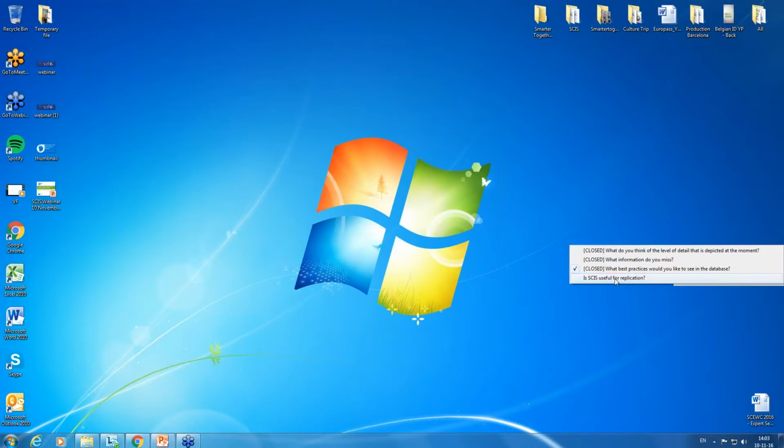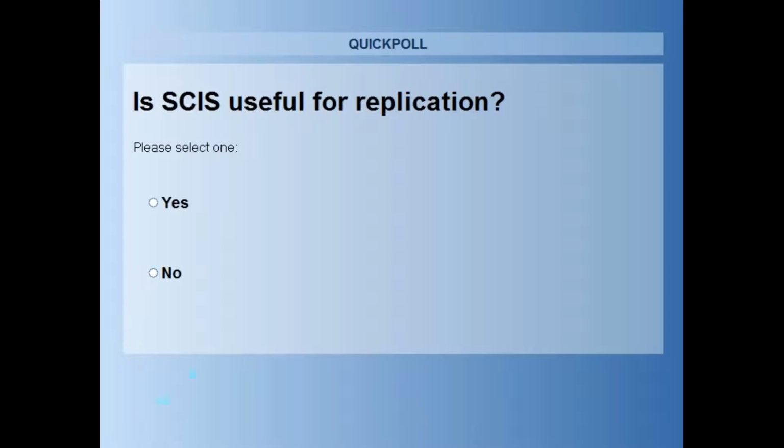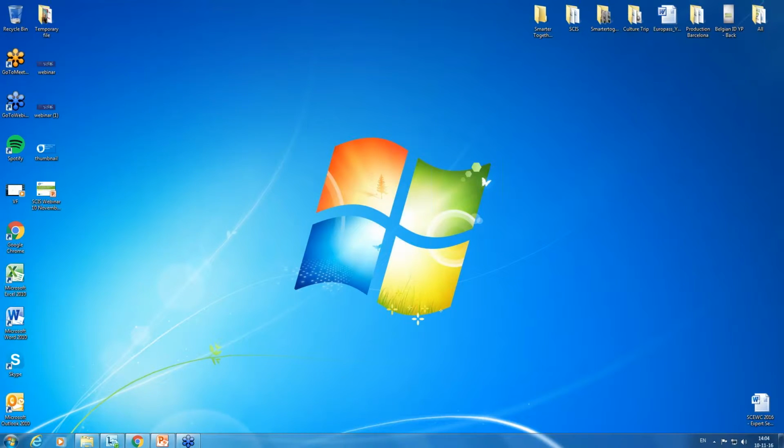And last poll, do you think that the Smart Cities Information System is useful for replication? I'm launching it now. Thank you very much for this.